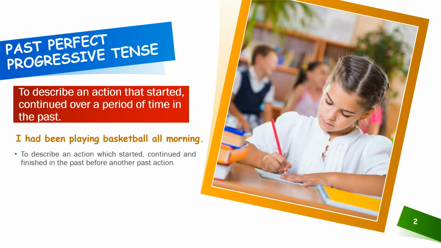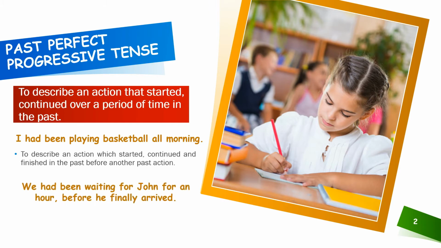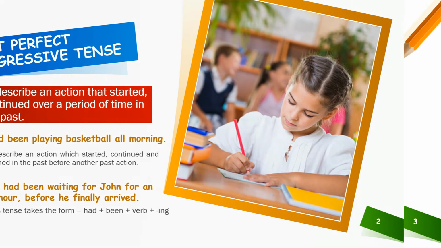To describe an action which started, continued and finished in the past before another past action. Second example, we had been waiting for John for an hour before he finally arrived. This tense takes the form had plus been plus verb plus ing.